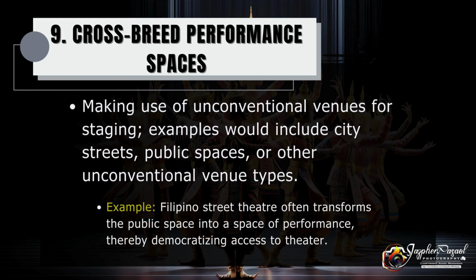9. Crossbreed performance spaces. Making use of unconventional venues for staging, examples would include city streets, public spaces, or other unconventional venue types. Example: Filipino street theater often transforms the public space into a space of performance, thereby democratizing access to theater.